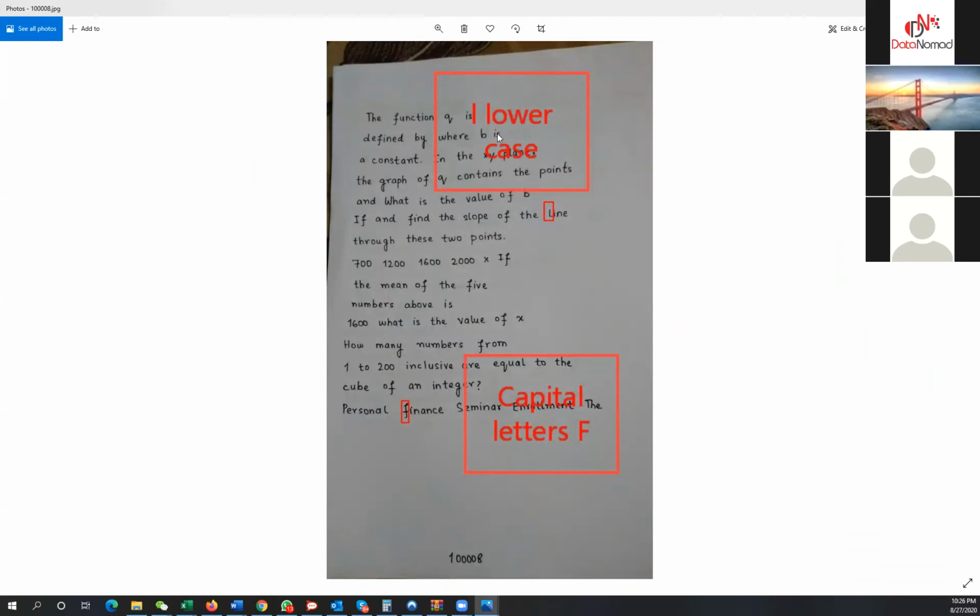L is lowercase. You can see over here, you can see that problem. Even though in Pakistan we write lowercase l like this, they said that it looks like the capital L. So it should be written the way I've told you guys before.